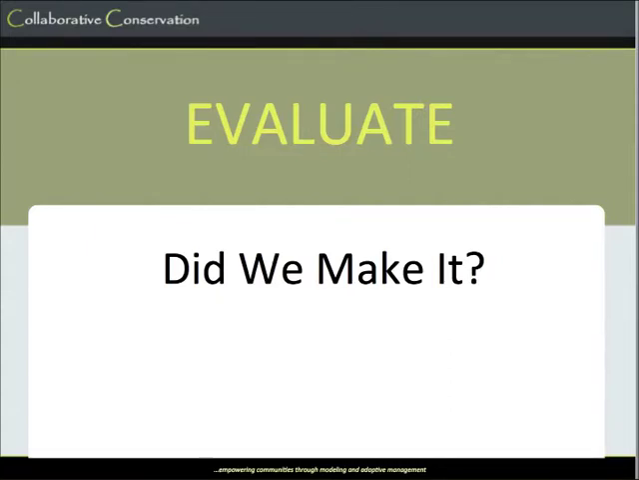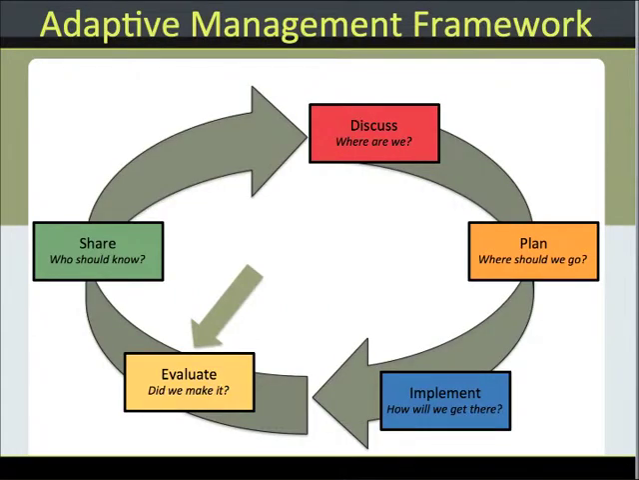Welcome back. Now we are going to review the fourth stage of adaptive land management, evaluation. The evaluation stage is where we ask, did we make it? If your answer is no, then you should start to adjust why not. If your answer is yes, then you should start to think about whether or not you are satisfied with the results.